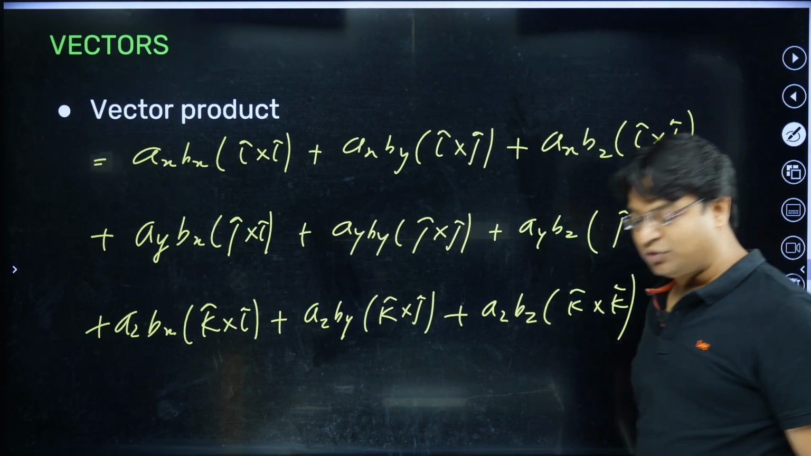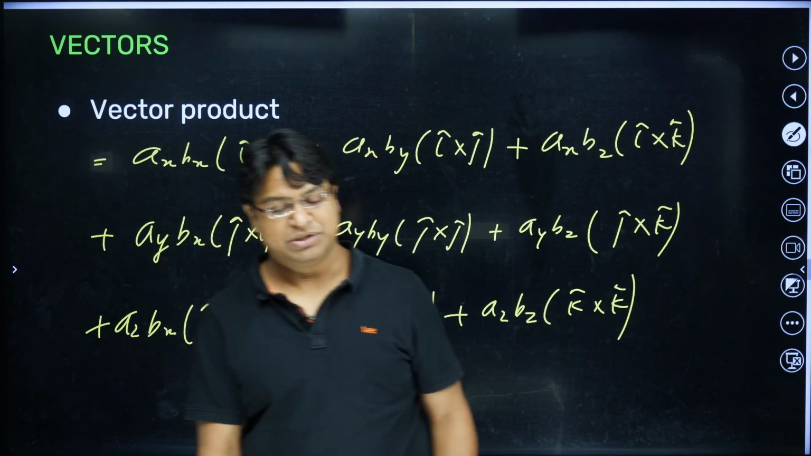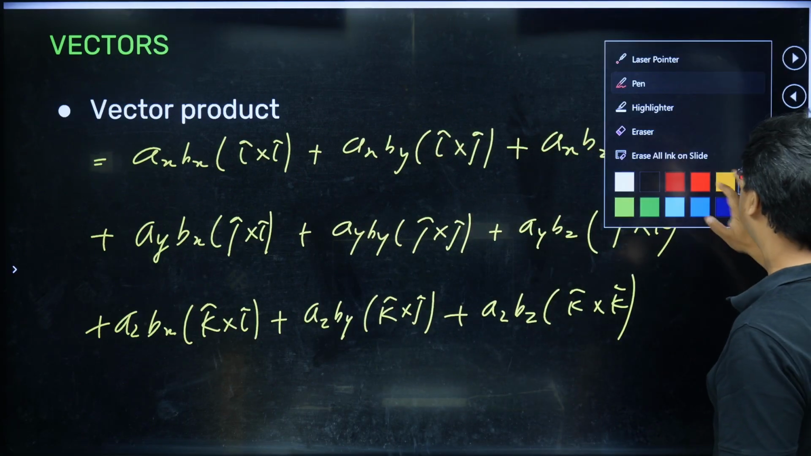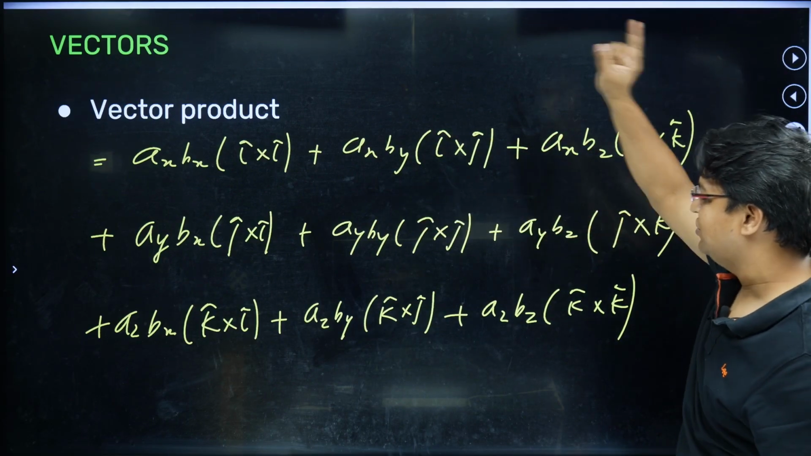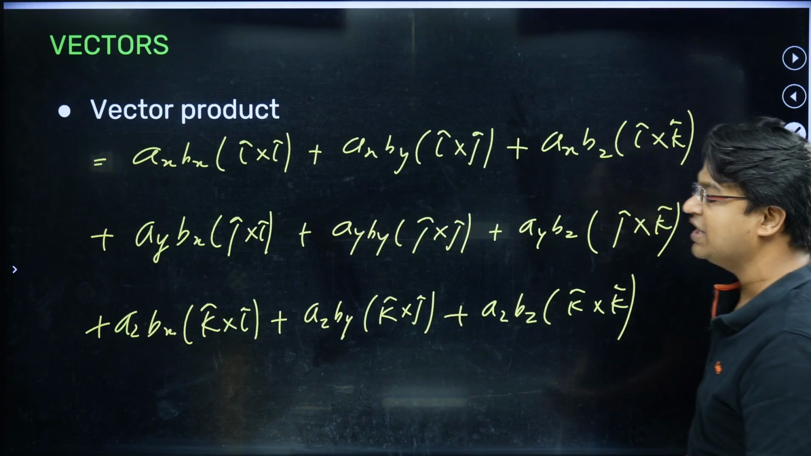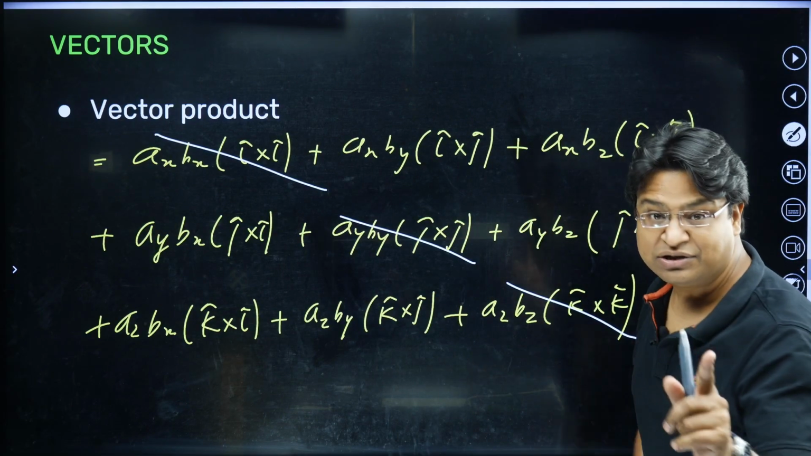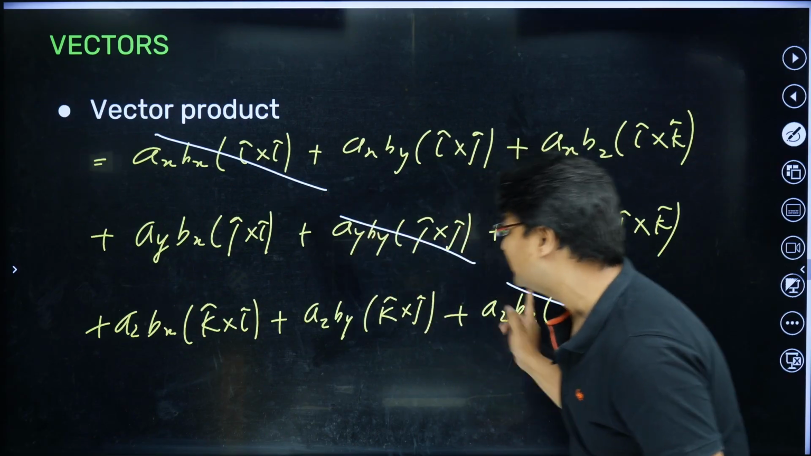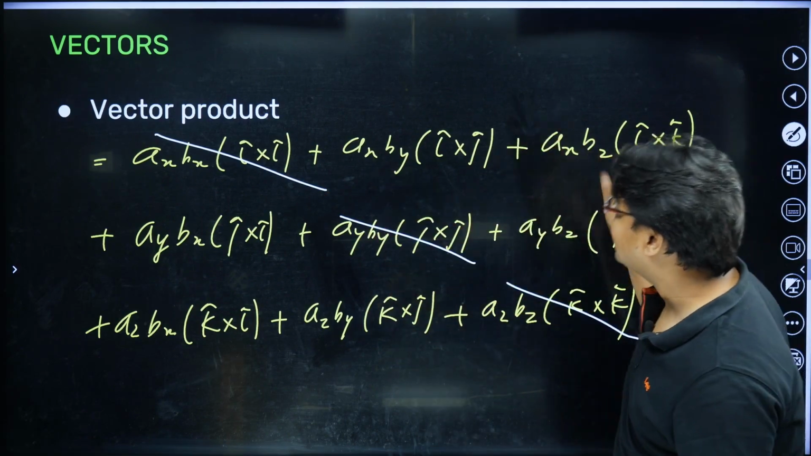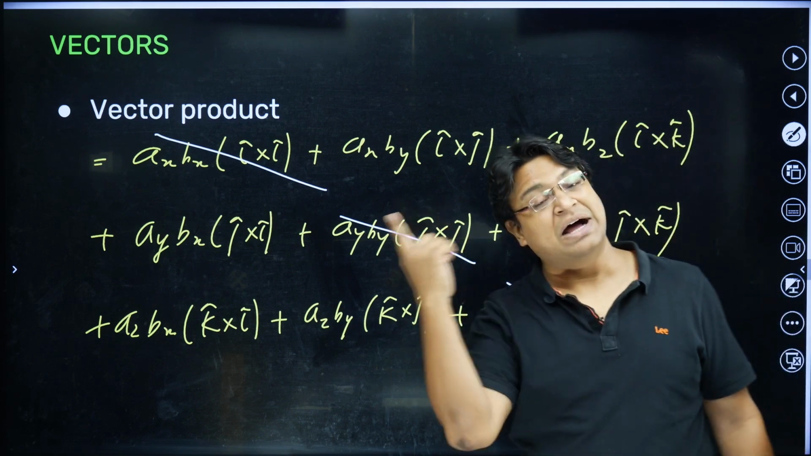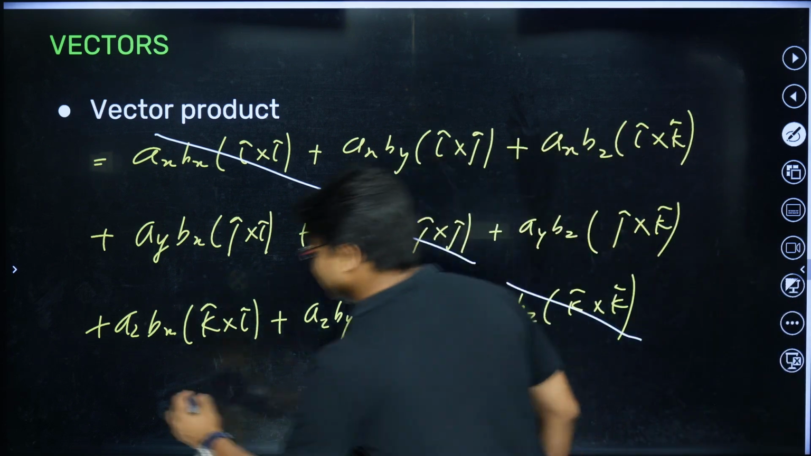Now notice again we have 9 terms. Some of these terms are going to be 0. Can you identify which ones will be 0? We learned that i cross i, j cross j, k cross k are zeros. So this is gone, this is gone, this is gone. Unlike the dot product, where these 3 were the ones left and the other 6 became 0, here these are the ones that have become 0 and the other 6 are left. Okay, let's continue.